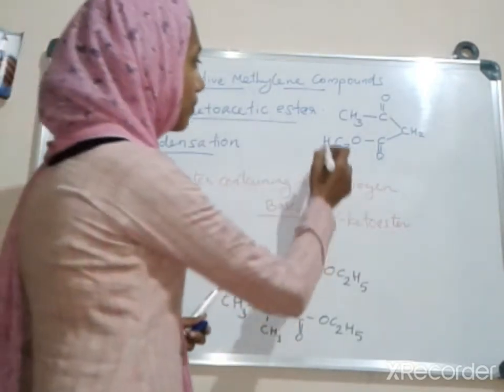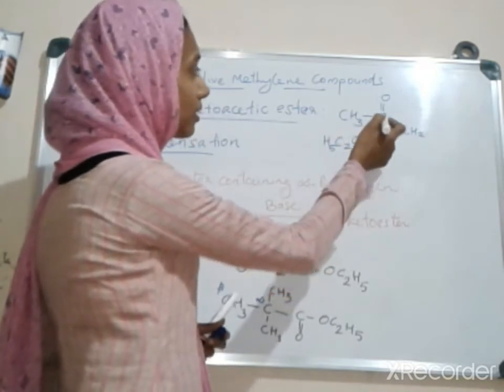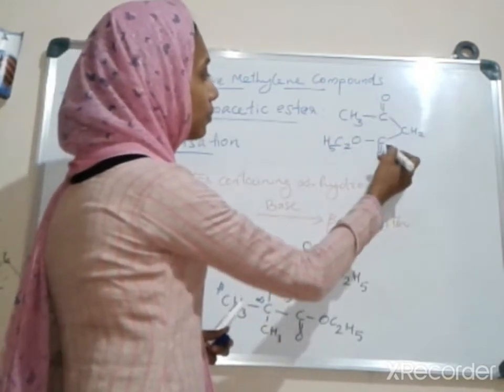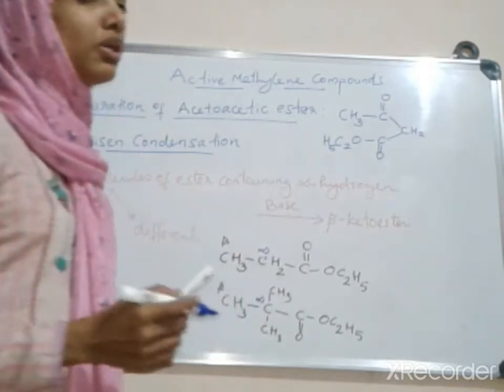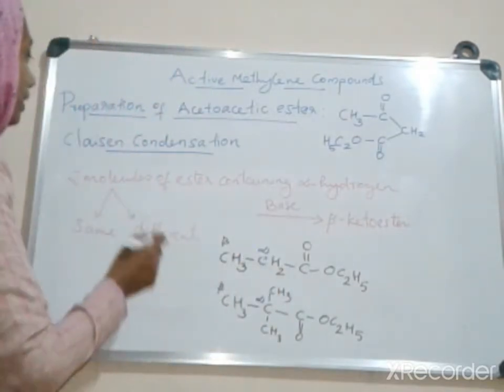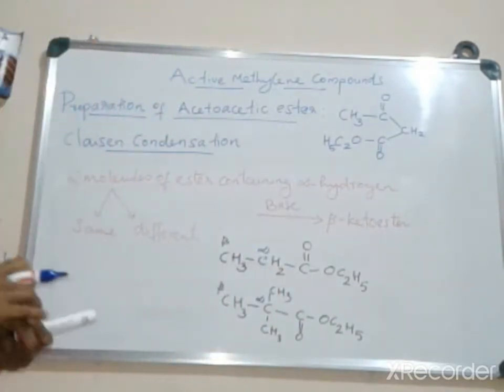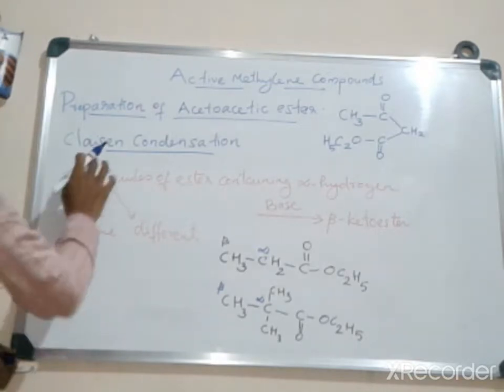This is the structure of acetoacetic ester, that is CH3-C=O-CH2-C=O-OC2H5. Then I am going to discuss the preparation by Claisen condensation.